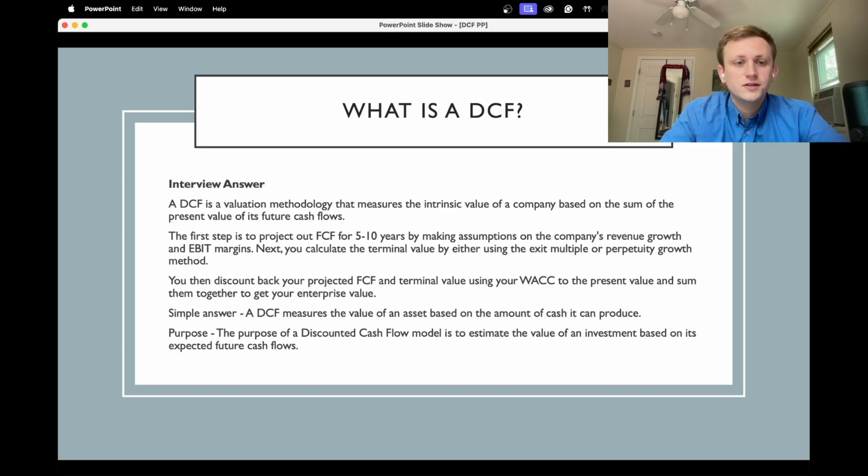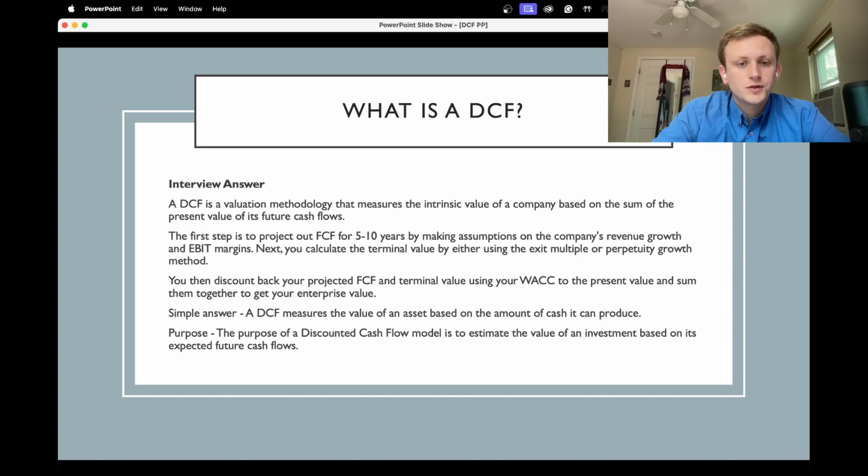So what is a DCF? So first, here's the interview answer. It's pretty convoluted, but I'm going to go through this step by step, so that by the end, you should have a pretty firm grasp of a DCF. So a DCF is a valuation methodology that measures the intrinsic value of a company based on the sum of the present value of its future cash flows.